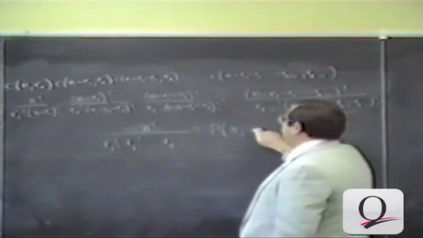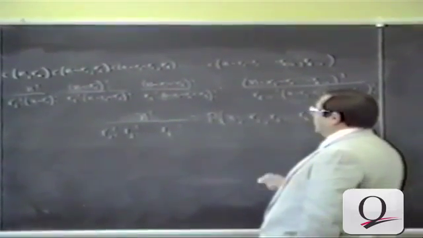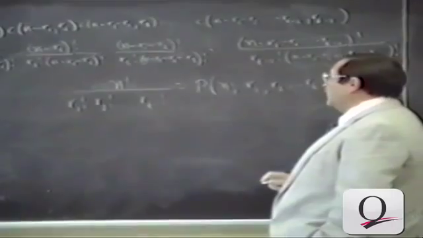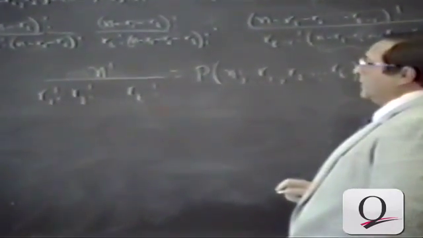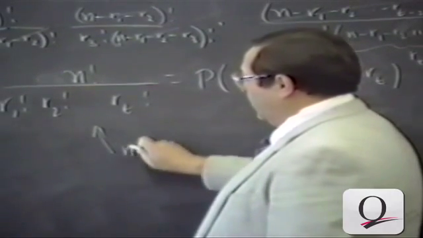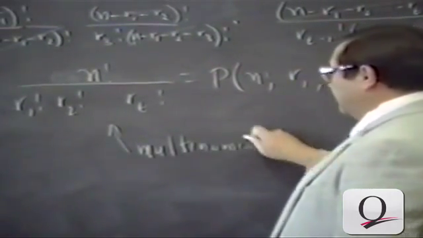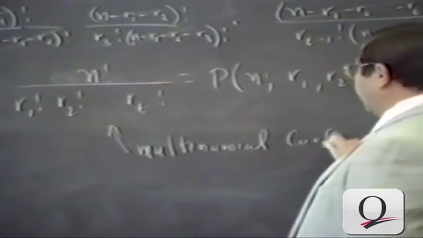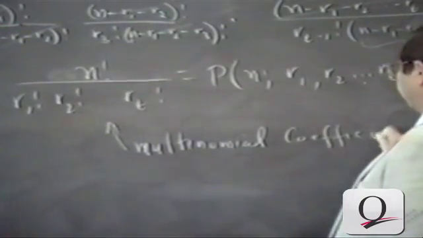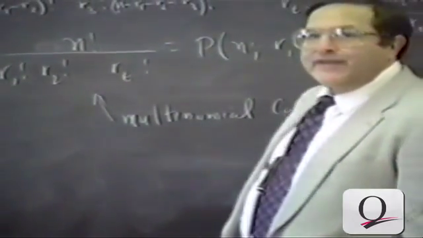And that's my formula for P n; r1, r2 up to rt. That's my permutation formula. This is often called a multinomial coefficient. Okay, that ends this lecture.